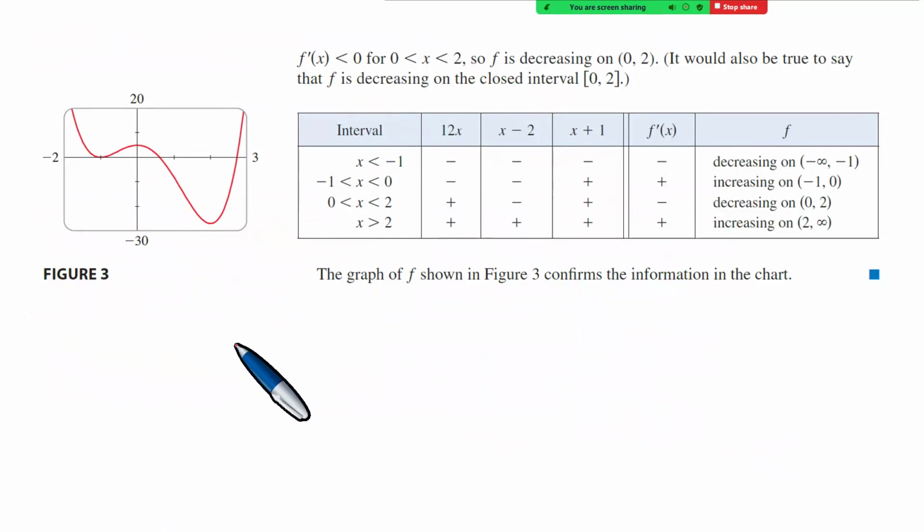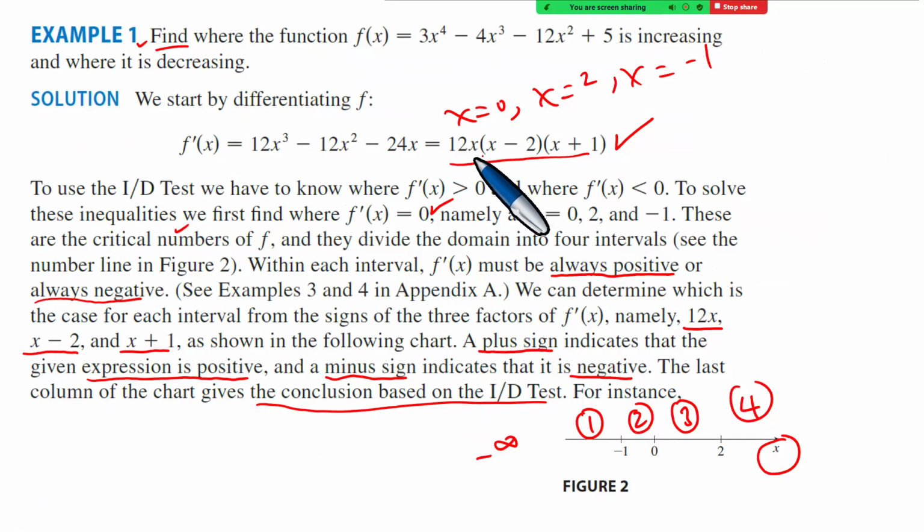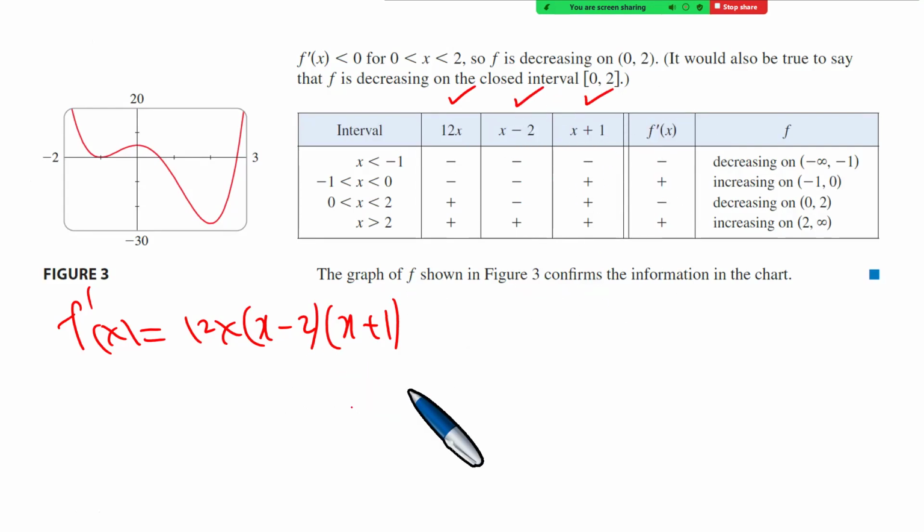A couple of things remain very important. We recall that f prime of x equals 12x times x minus 2 times x plus 1. In this chart here, we put the factors. Here is 12x, here is x minus 2, and here is x plus 1. And here we put the whole f prime of x, and we're going to put the signs there.